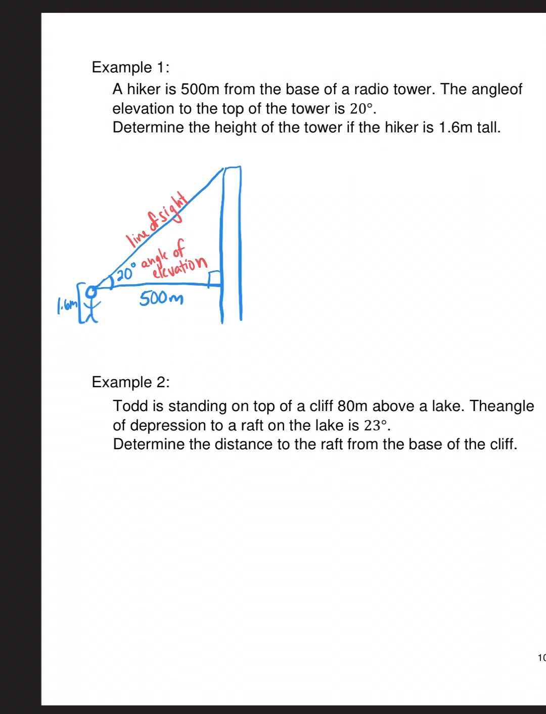So, well, we know the height from here to here, right? Because it's the same height as the hiker. We know this is 1.6. So we now need to find basically the height of the rest of the tower. So let's let X represent the height of the rest of the tower.